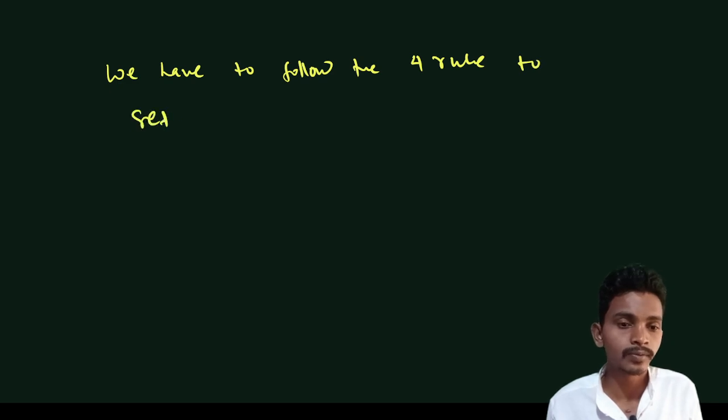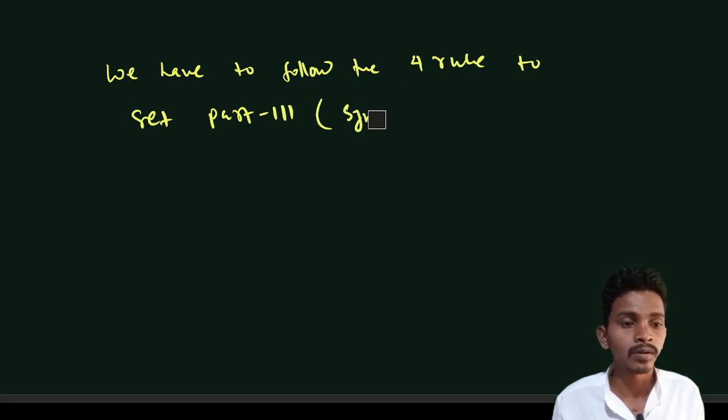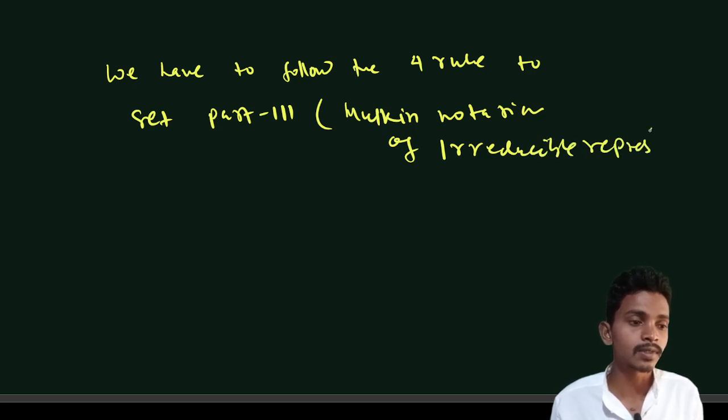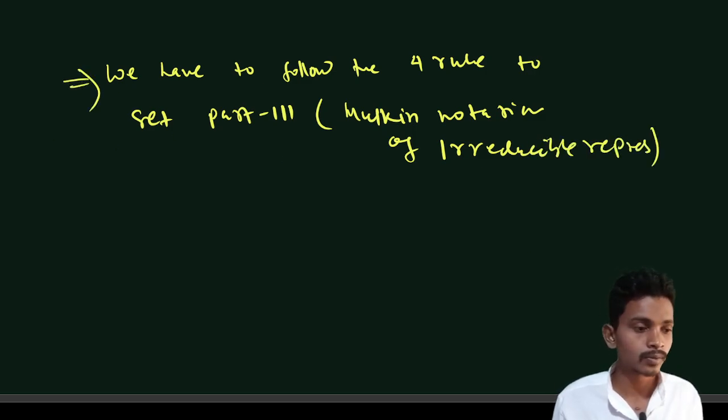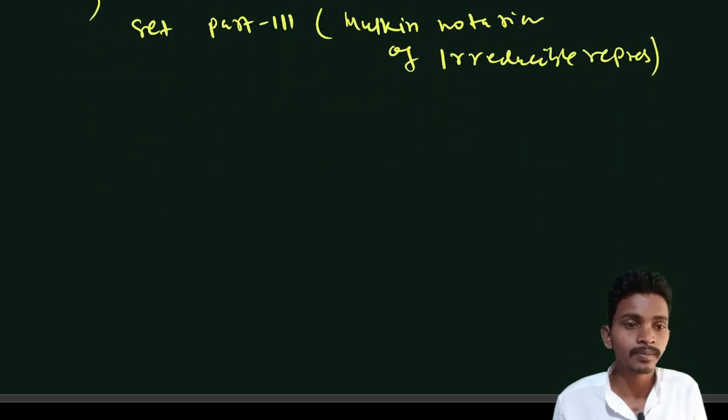To get part 3, that is the symbol, or we can say the Mulliken notation of irreducible representations. Okay, so what are the rules? That is part 3. You have to follow the rules. What are the rules?